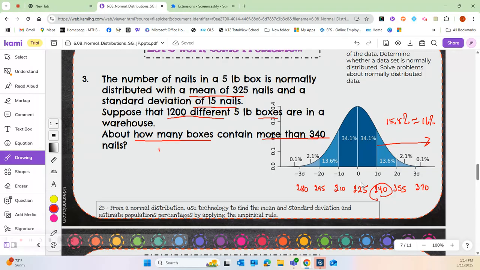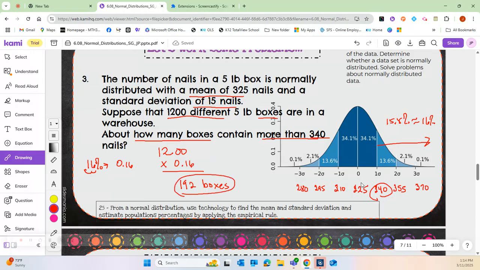Now they're asking for boxes. That means we have to take the total boxes. We have to take 16%, and we have to change that to a decimal by moving the decimal 2 places to the left. And then we have to multiply the number of boxes by 0.16 to find 16%. 1,200 times 0.16 is 192 boxes.